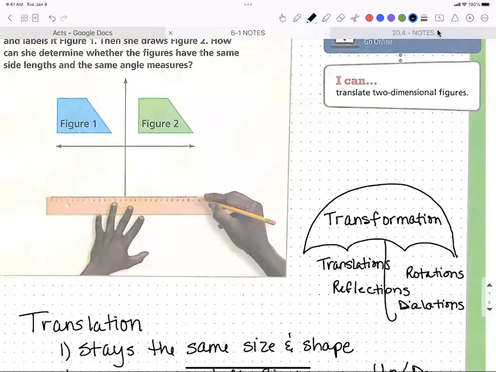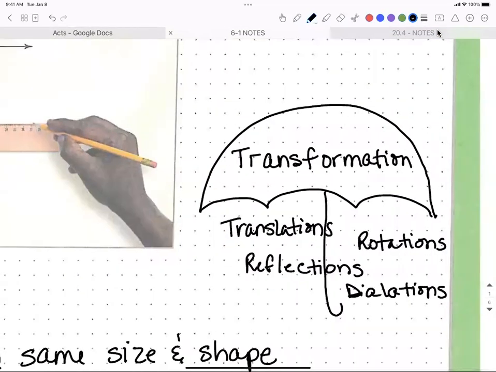So you don't have to have this little umbrella in your notes. I just did this to kind of show you what I'm talking about. All of topic 6 is talking about transformations. So think about Transformers, if you guys ever played with them or watched the movies. They can change, move, and they look completely different at the end, right? They can move in a whole lot of different ways. All of what we're talking about in topic 6 are these different transformations. Under the umbrella of the word transformation, there's a whole lot of different transformations that can happen.